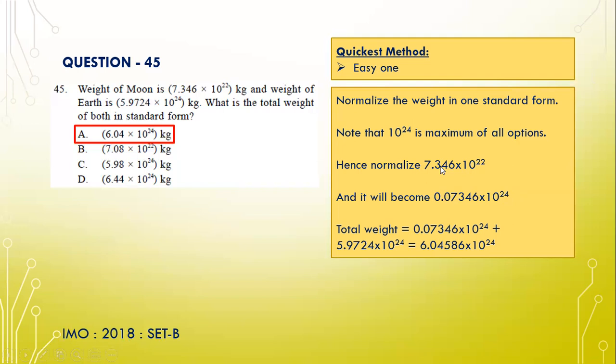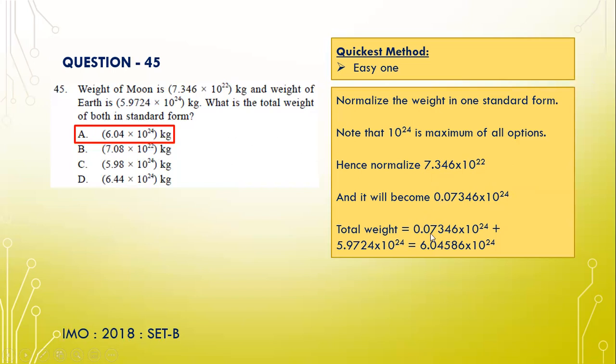If you are making it 10 raised to 24, adding a 100 here, you have to divide this by 100. So 7.346 divided by 100 is 0.07346, and then you multiply this by 100, which will be 10 raised to 24. So the weight of the moon is 0.07346 into 10 raised to 24 kg.